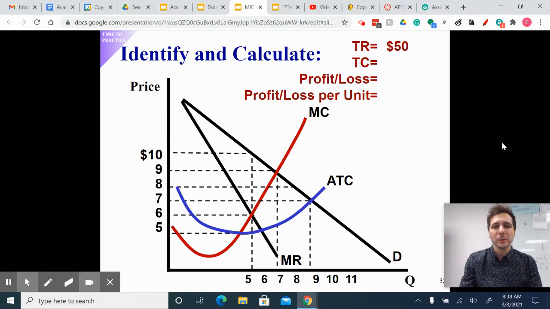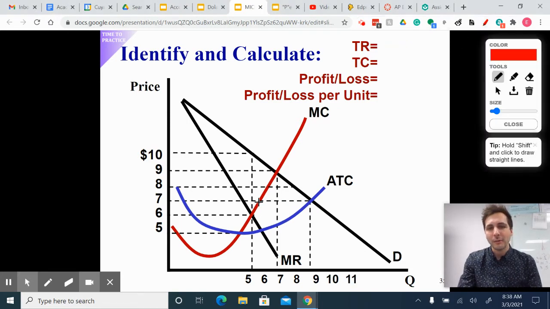Well, I'm always going to produce at the quantity where MR equals MC. So I find that. It's right here. That's the first thing you've got to do every time you see a monopoly. MR equals MC. I dash down, my quantity is going to be 5 then. I'm going to produce 5 because it's my profit maximizing quantity.